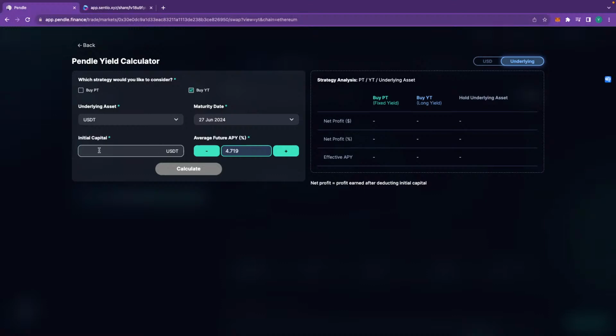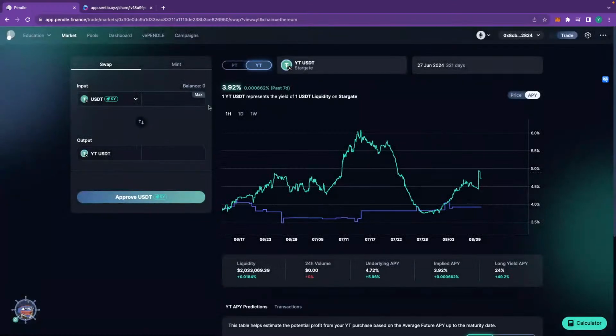You can try putting in some amount of aUSDT, and you can see the effective APY. So this is also interesting.